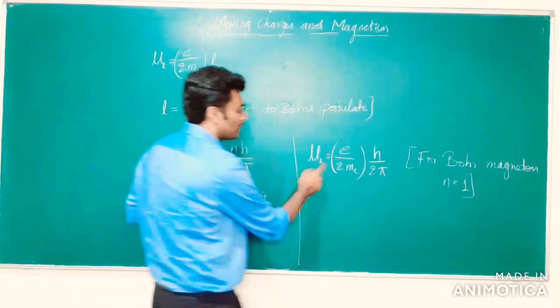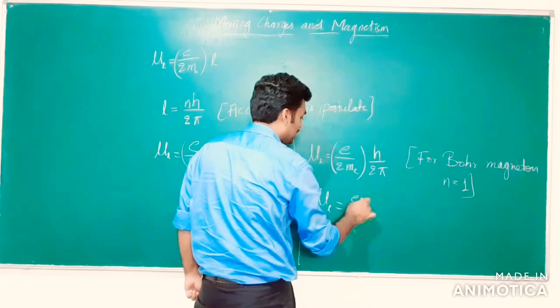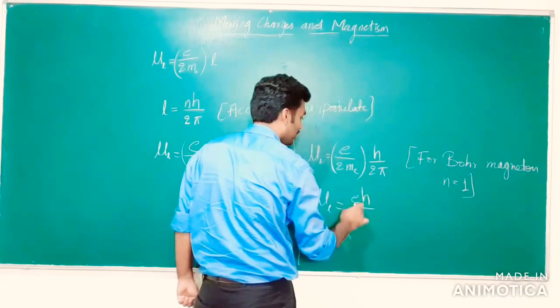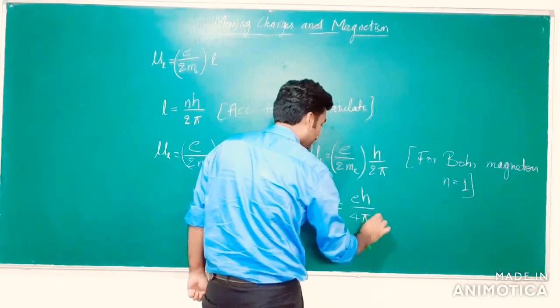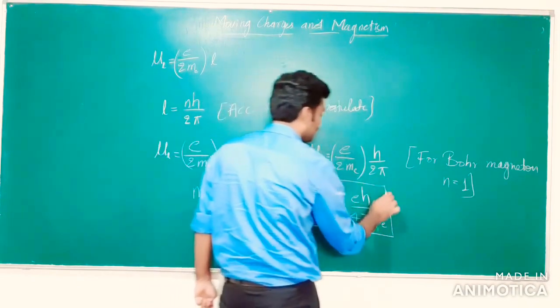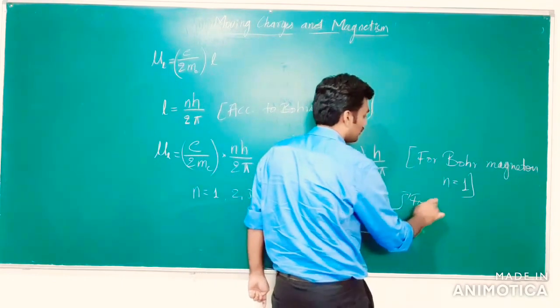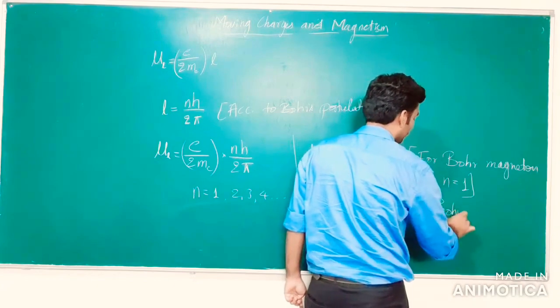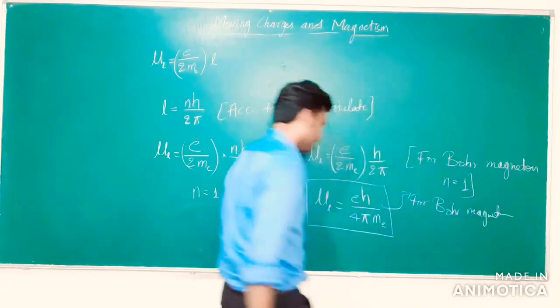So now the expression for mu L put all together becomes equal to eh by 4 pi me. eh by 4 pi me. This itself is the final expression for Bohr Magneton. Okay, this value itself is called Bohr Magneton.